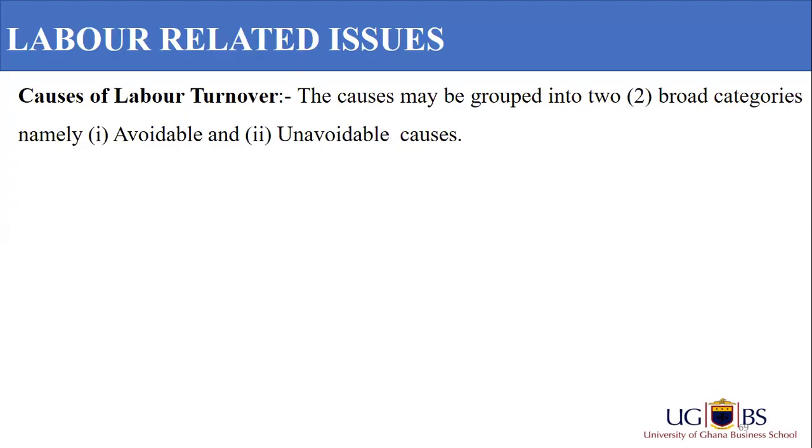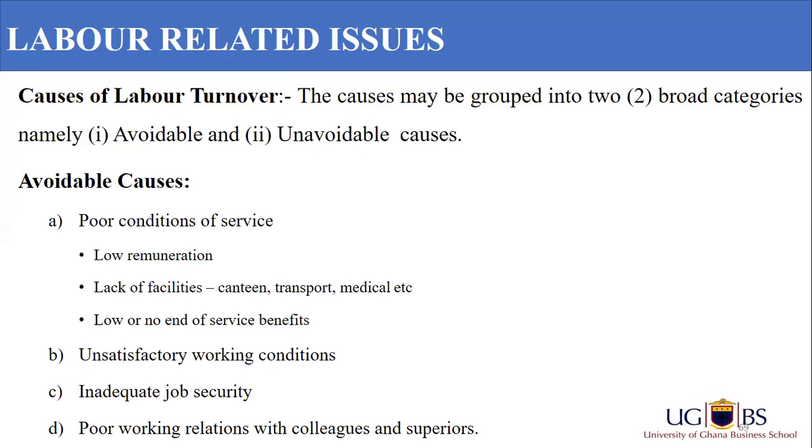The unavoidable can be death. If someone dies, you cannot do anything about it. And some people can be dismissed as some form of punishment, and some people can also get married and then leave the job. They are all unavoidable.